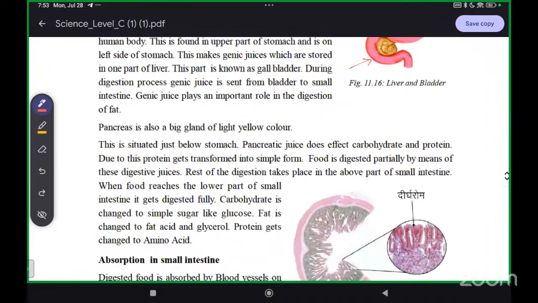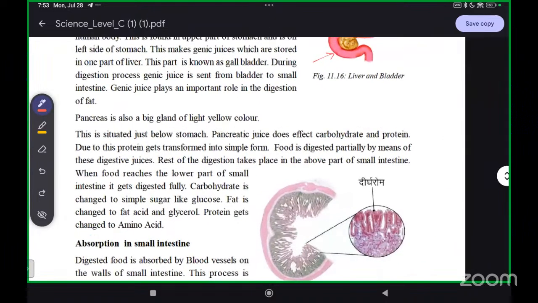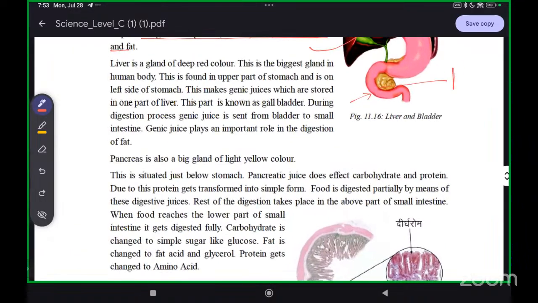Then we have the pancreas. The pancreas is also a big gland, of light yellow color. This is the pancreas. Now, pancreatic juice acts on carbohydrate and protein. Due to this, protein gets transformed into a simple form and food is digested partially by means of these digestive juices.